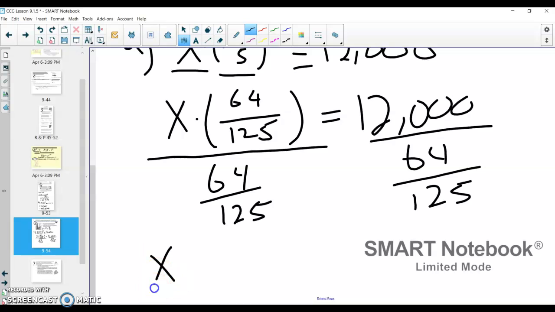And that should give me x, which is going to be my big volume. I have to do 12,000 divided by, and I'm going to put it in parentheses on my calculator, 64 divided by 125. And that gives me a big volume of 23,437.5 gallons.